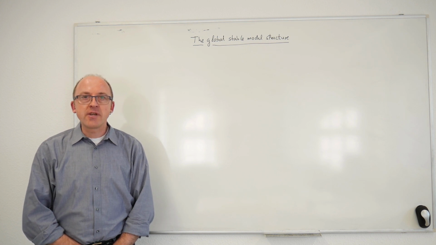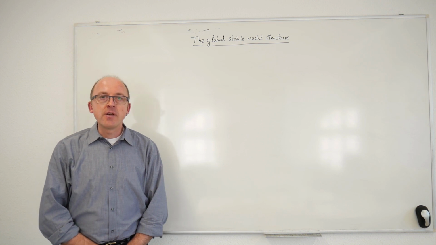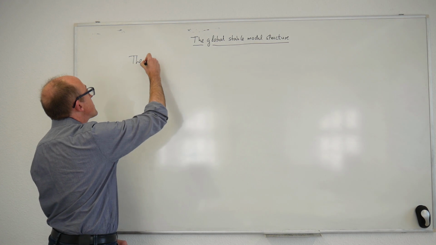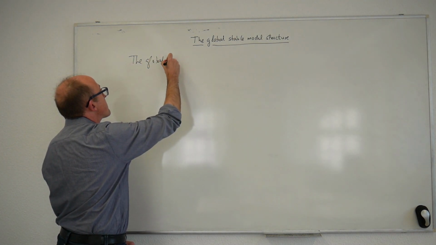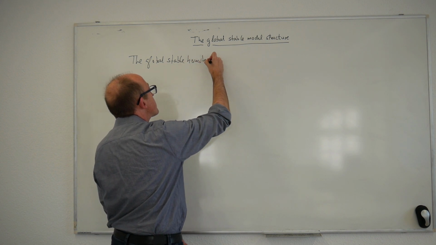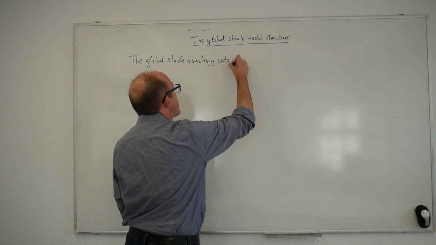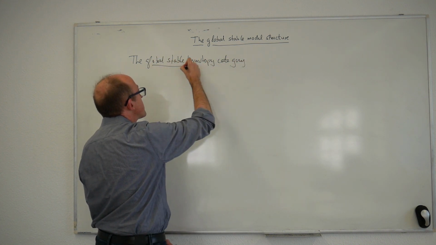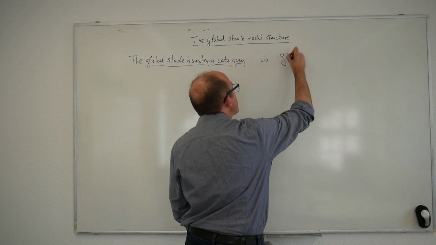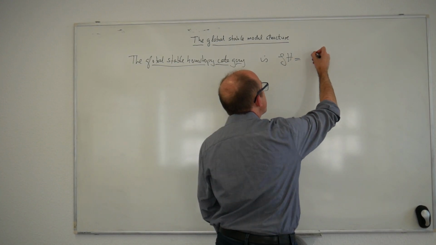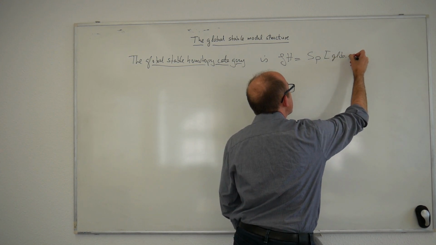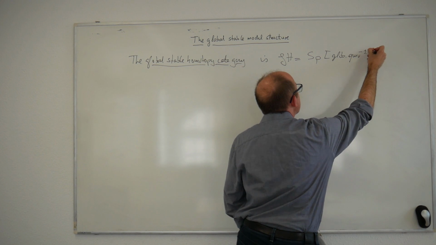Today I want to explain some more theory. So we have already introduced the global stable homotopy category. Let me remind you what the definition was. So my notation is mathcal GH, and it is the localization of the 1-category of orthogonal spectra at the class of global equivalences.